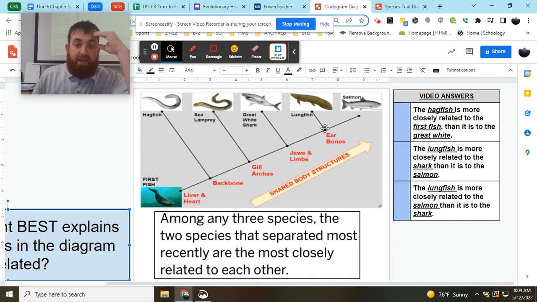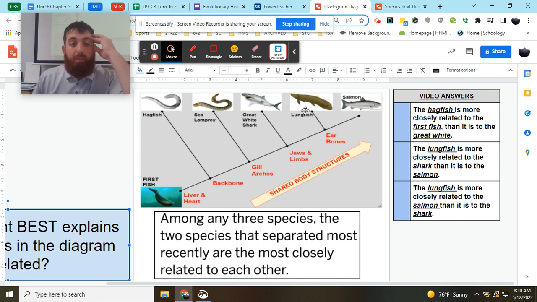So whenever we look at those common ancestry points, for example, here between the salmon and the lungfish, we know that because they were separated most recently, these two are going to be more closely related. We know the great white is more recently separated from our lungfish, so these two are more closely related. We know that the sea lamprey is more recently separated from the great white, and so on.